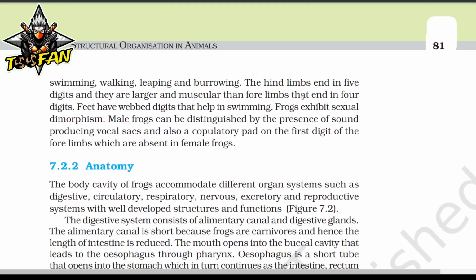The hind limbs end in 5 digits and they are larger and more muscular than the forelimbs that end in 4 digits. Feet have webbed digits that help in swimming. Frogs exhibit sexual dimorphism. A male frog can be distinguished by the presence of sound producing vocal sacs and also copulatory pads on the first digit of the forelimbs, which are absent in female frogs.